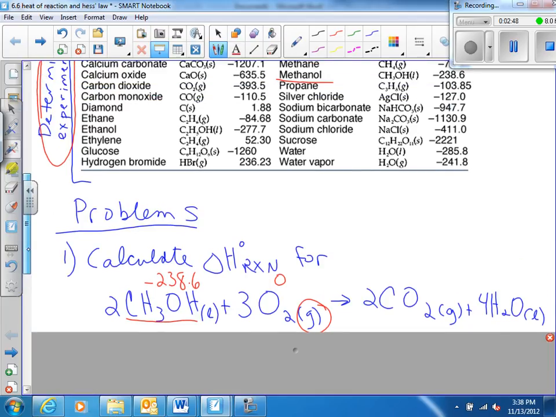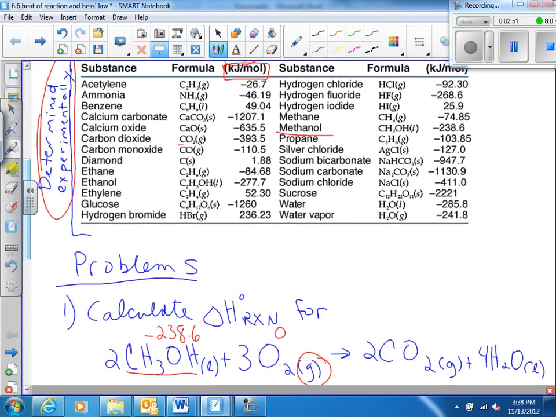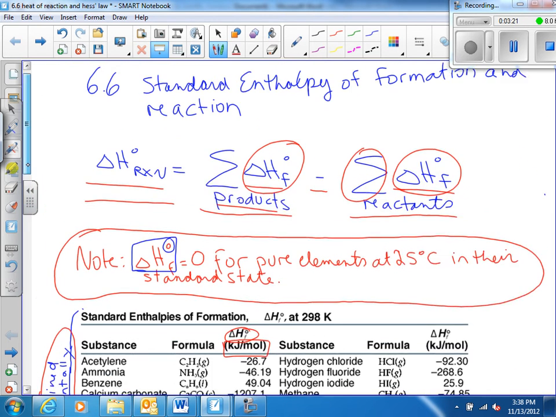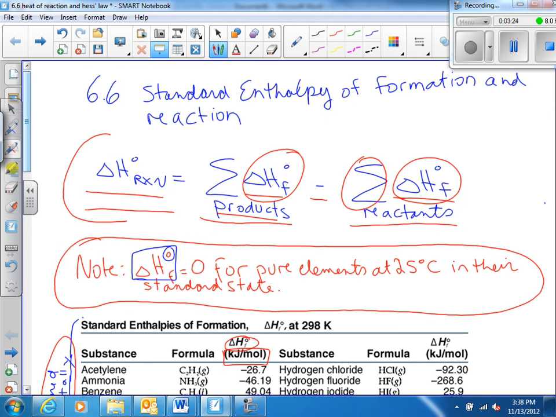CO2, let's look up CO2. Here we go, right here, negative 393.5. And now the water, you have to be very careful. Make sure that you are looking at the correct phase, because if you look at the table, we've got water and water vapor. H2O liquid, H2O gas. We want the liquid form for water, so we will use the value that's negative 285.8.